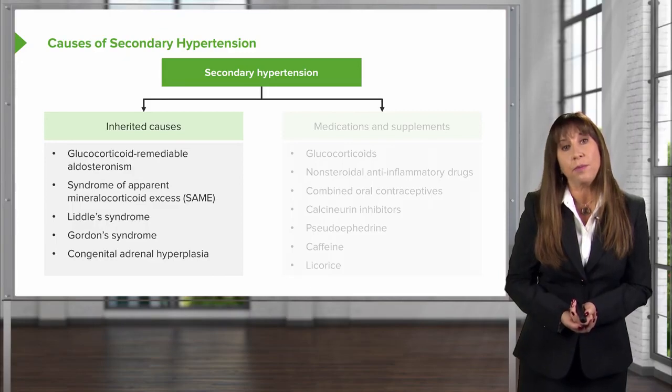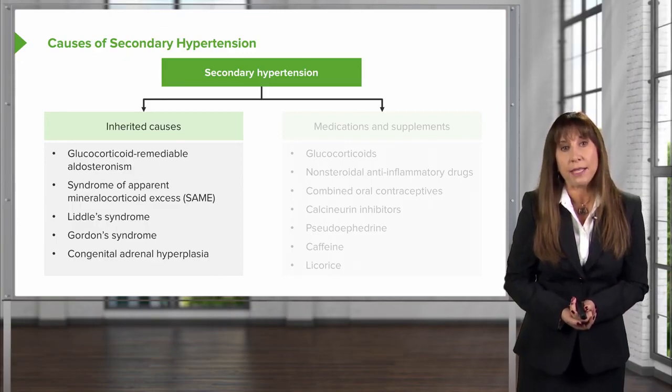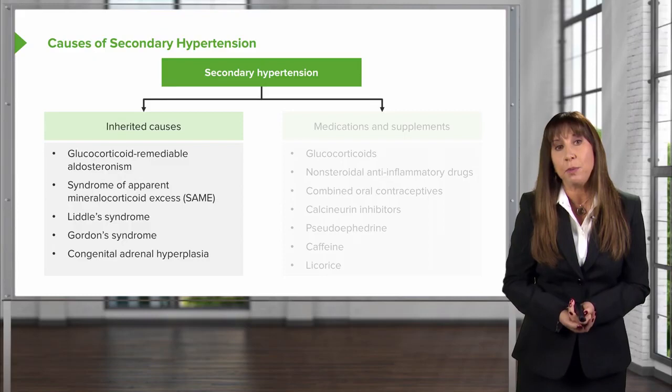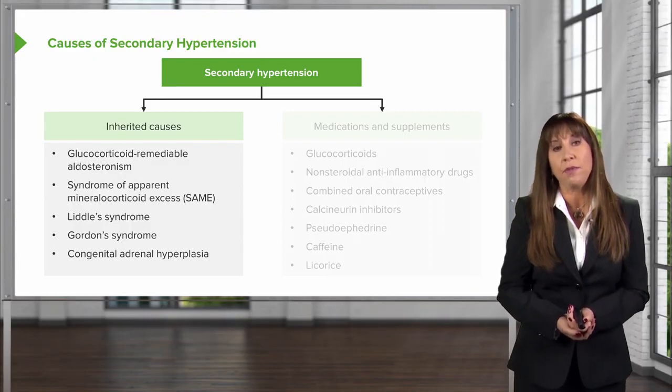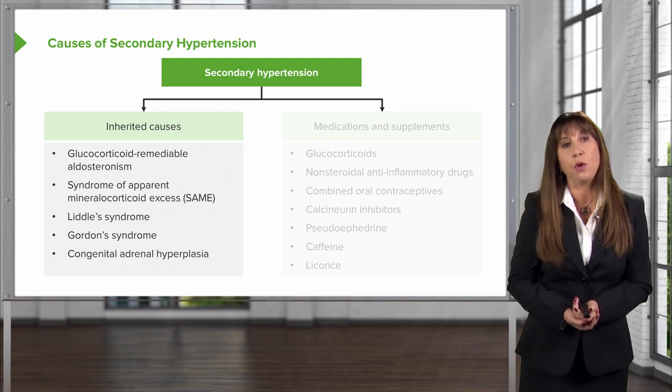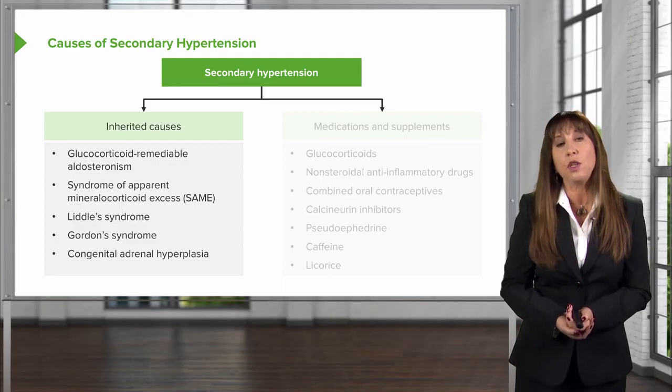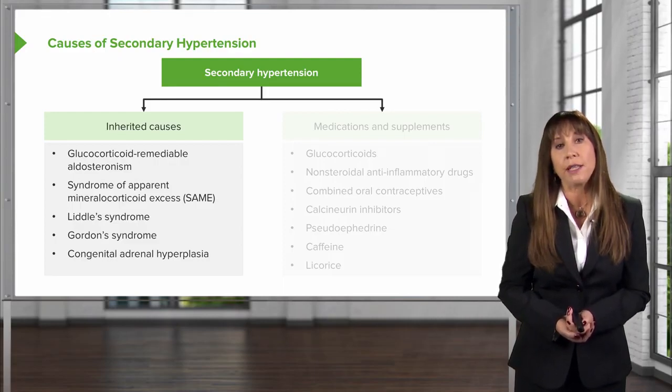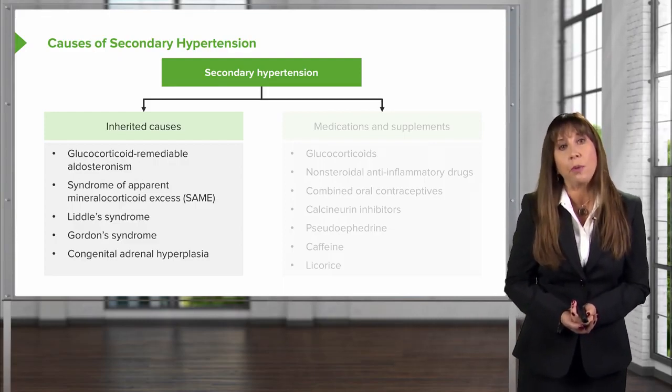There's Liddle syndrome, which we'll be talking about in our potassium lecture. This is a gain-of-function mutation at the epithelial sodium channel. Gordon syndrome, which is essentially like a gain-of-function in the sodium chloride cotransporter in the distal convoluted tubule. And then congenital adrenal hyperplasia, the 11-beta-hydroxylase variant, which again is going to cause mineralocorticoid activation.